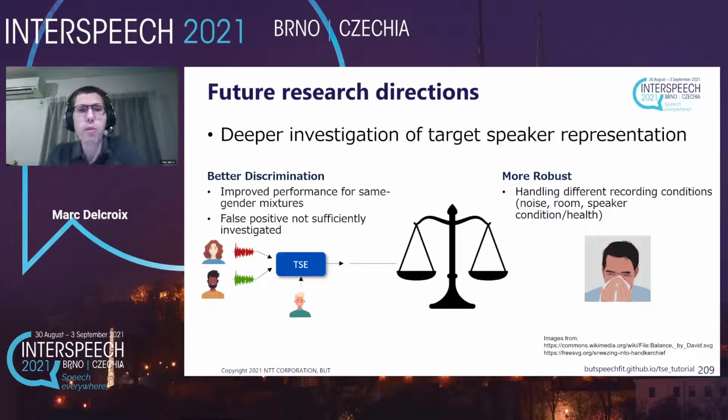In terms of more robust representation, we want to have a speaker representation that is robust to the different recording conditions, noise, room, speaker health condition, for example. So I'm not saying that the current representations are not robust enough. I'm just saying that they are not well investigated, and it's not always easy to investigate these conditions. But typically, even if the target speaker has a cold, we still want to be able to extract his voice.